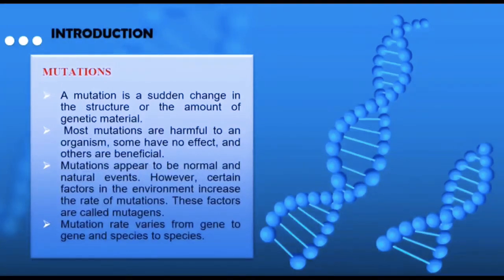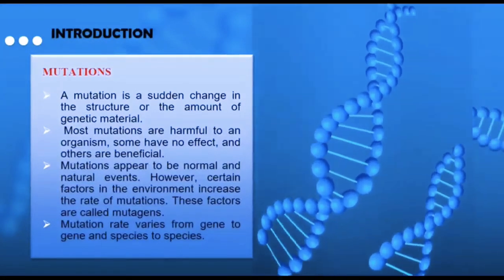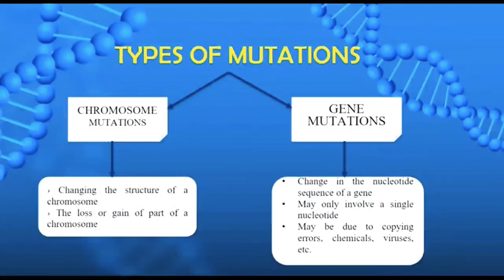However, certain factors in the environment increase the rate of mutation. These factors are called mutagens. Mutation rates vary from gene to gene and species to species. There are two types of mutation. The first is chromosome mutation and the second is gene mutation.